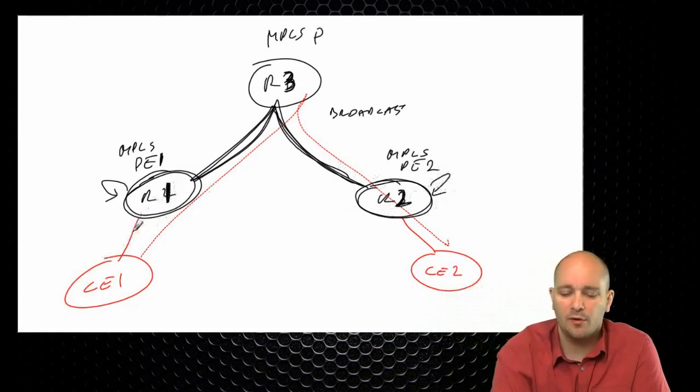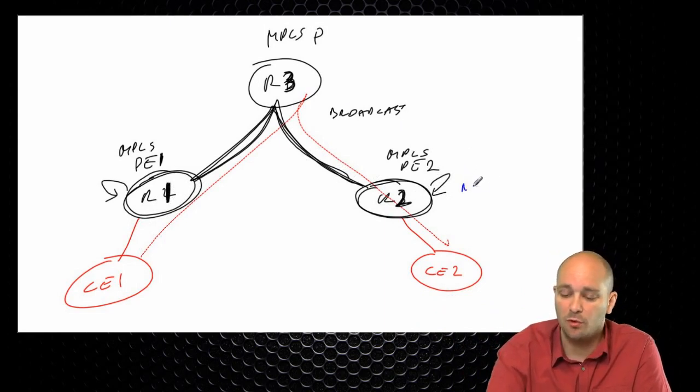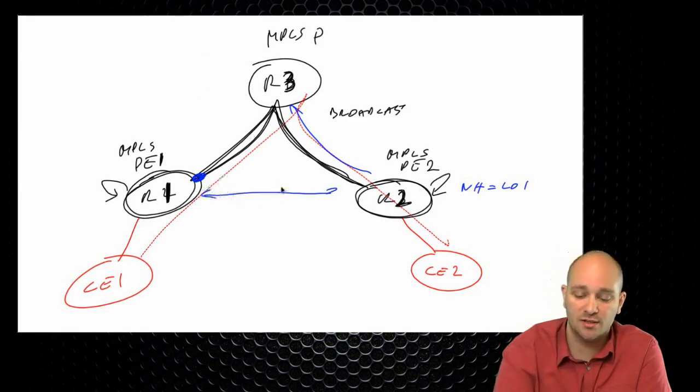But the problem here is that when R2 looks at its routing table, if this was a broadcast network type, what would be the next hop of the loopback of R1? It will actually be R1 itself, which means that the MPLS traffic that gets sent to R3 will be sent with the wrong label. It will be sent unlabeled because R2 will not have labels from R1. Why? Because there is no direct communication between them. They cannot exchange the labels.